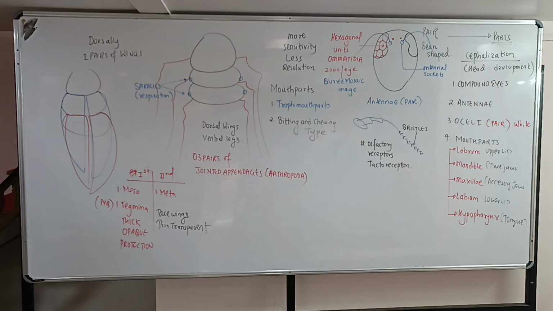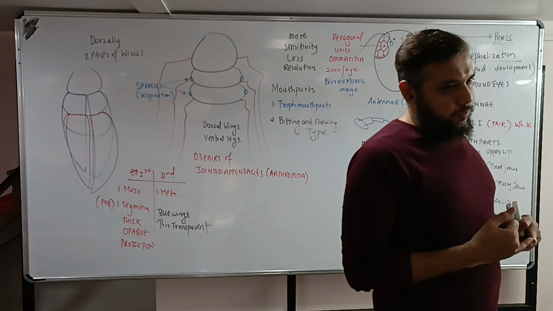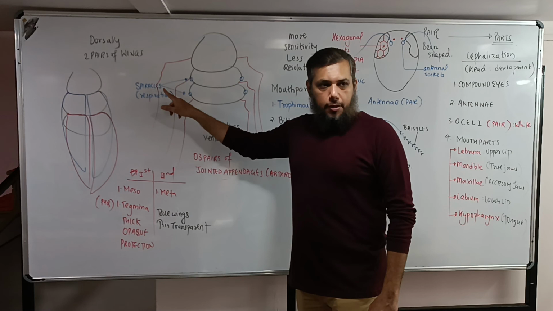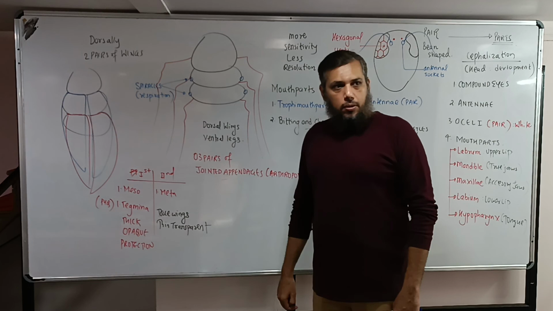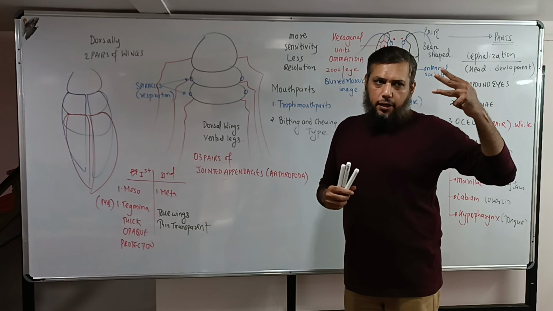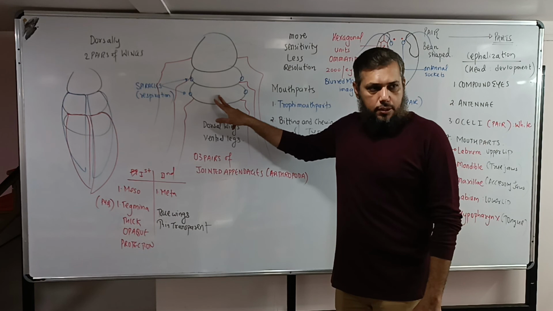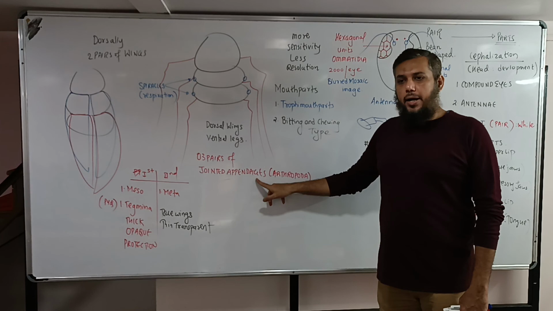So the thorax got divided into how many segments? Three segments: prothorax, mesothorax and metathorax. And the thorax shows the presence of two pairs of openings called spiracles. The spiracles help in respiration, that is, gaseous exchange. And it has three pairs of legs and two pairs of wings. The three pairs of legs are from the prothorax, mesothorax and metathorax. The legs are called jointed appendages.